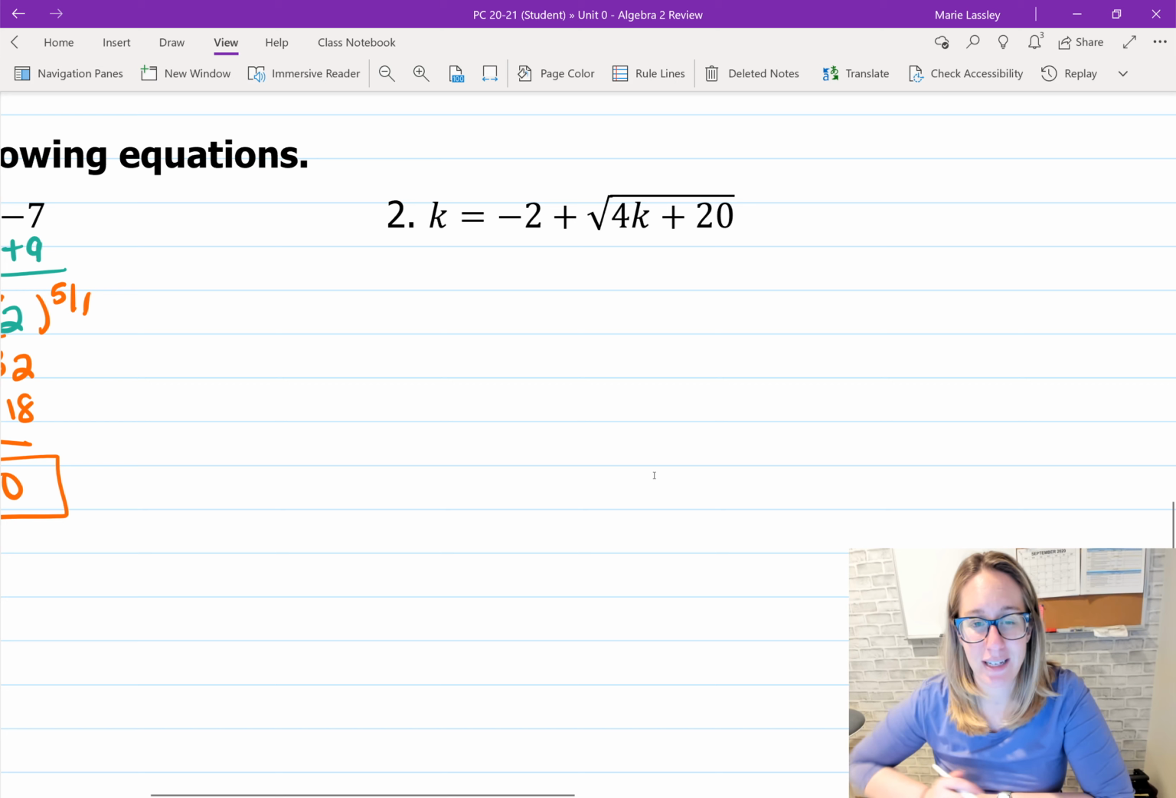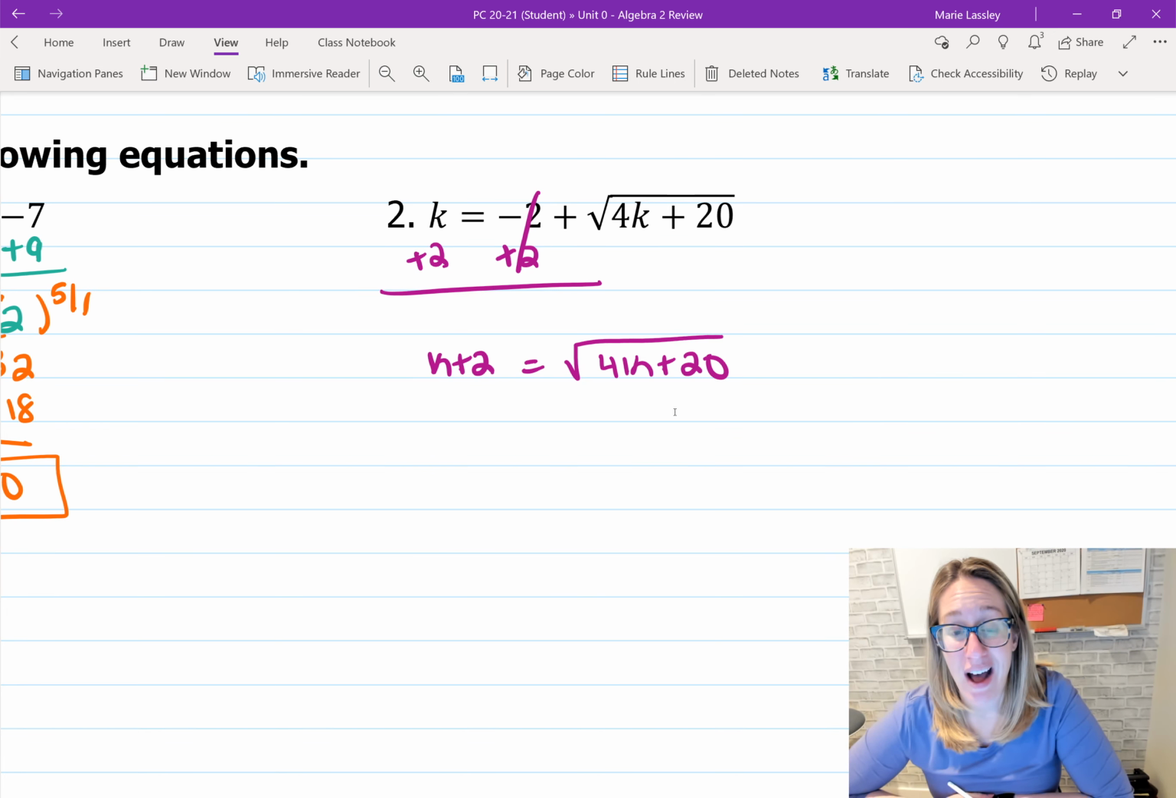First thing I want to do is get the radical by itself. So in this problem, I do actually have a square root symbol. So I have the square root of 4k plus 20. I want to get it by itself. So the first thing I need to do is add 2 on both sides. Okay, that leaves me with k plus 2 equals, and then I just have my radical, the square root of 4k plus 20.